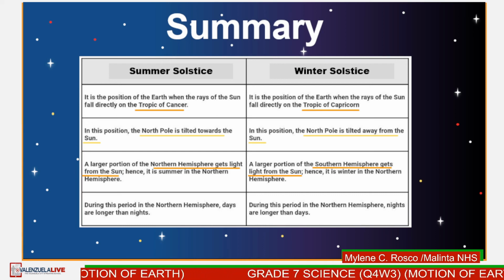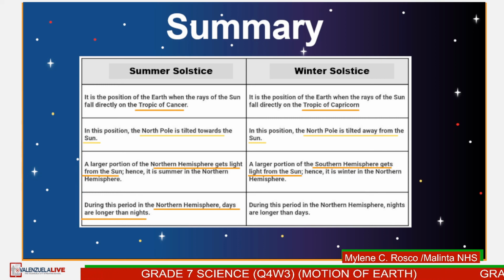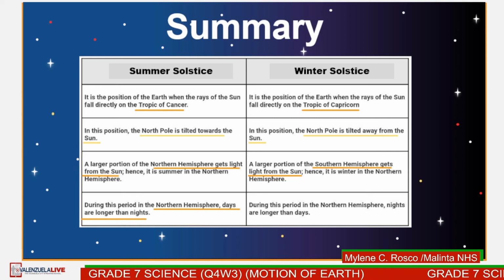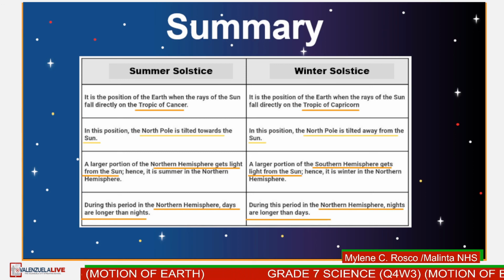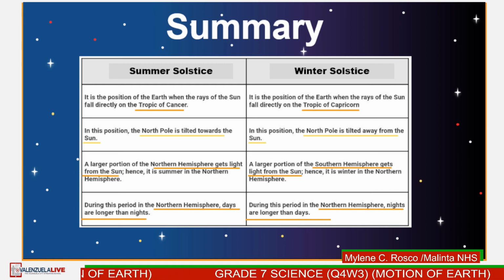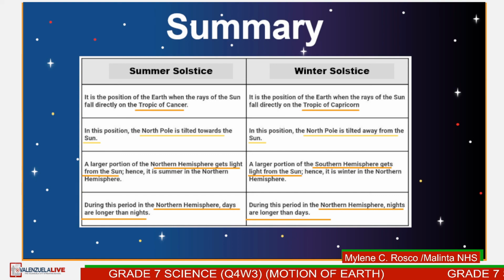During the period of summer solstice, the northern hemisphere days are longer than nights, while during the period of winter solstice, the northern hemisphere nights are longer than days.